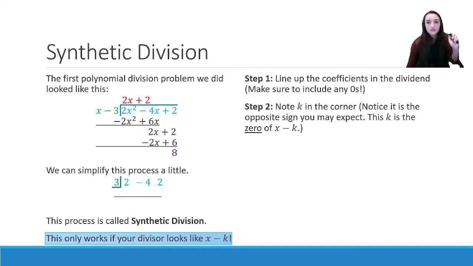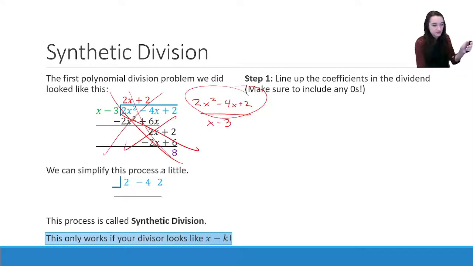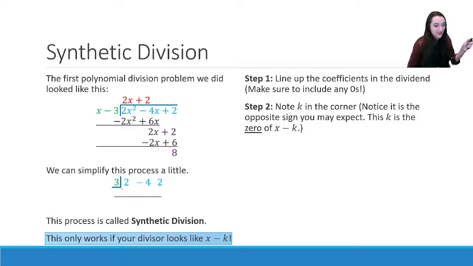Step 2, we note k in the corner. So remember there's this little corner here. We're going to write k there. Remember that k is coming from x minus k. So we are dividing by x minus 3, so k is actually positive 3. If this had been x plus 3, then our k would be negative 3. So it's always going to be the opposite sign. Essentially, k is what makes x minus k 0. So if I plug k into x minus k, I get 0. So that's what we're placing there.